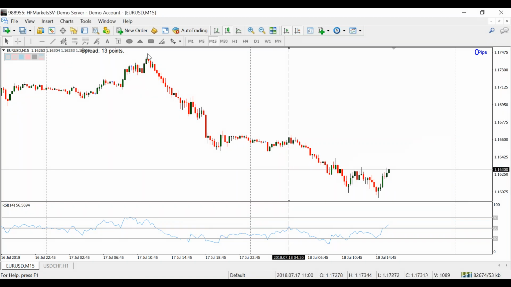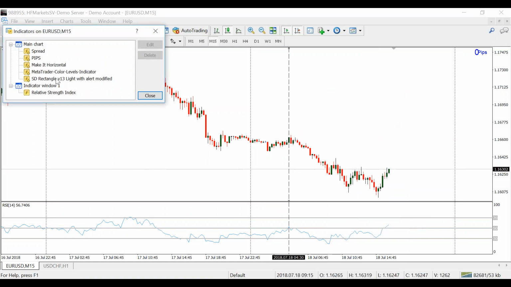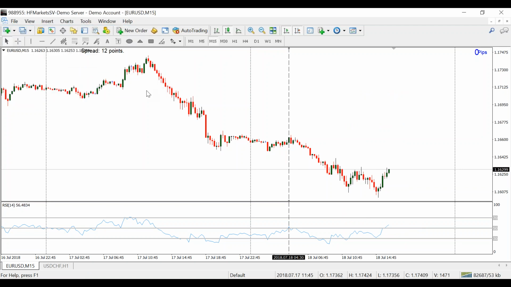So what happened now? I give you an example of this. Now it has gone above 50. Okay, now it is above 50. So if we look here, price starts to go up. Am I right?